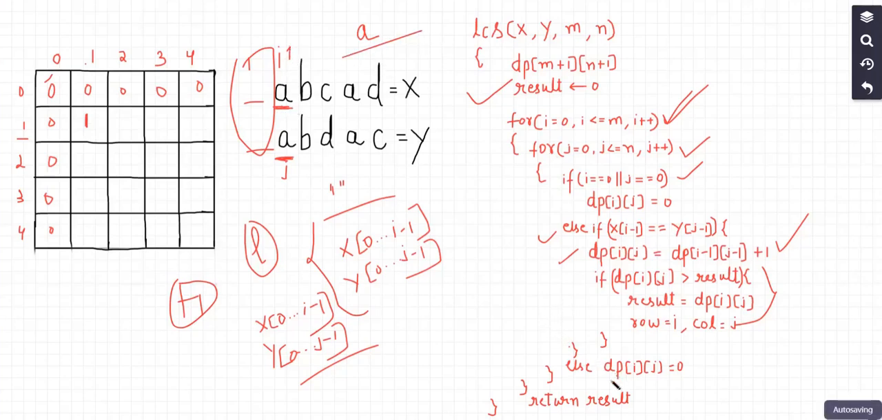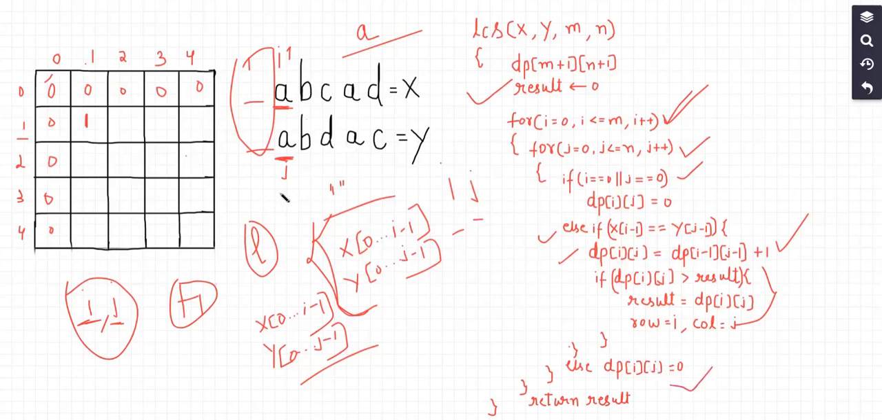Okay, let's see the third case. The third case is if the characters are not matching, if the character number i is not matching with the character number j, then the value at that location will be 0. Why? Because no matter what the LCS for the previous strings was, it is not ending at character i and character j. The last characters are different, so that's why we put 0 at that location. Okay, so let's fill this DP array using the given code.